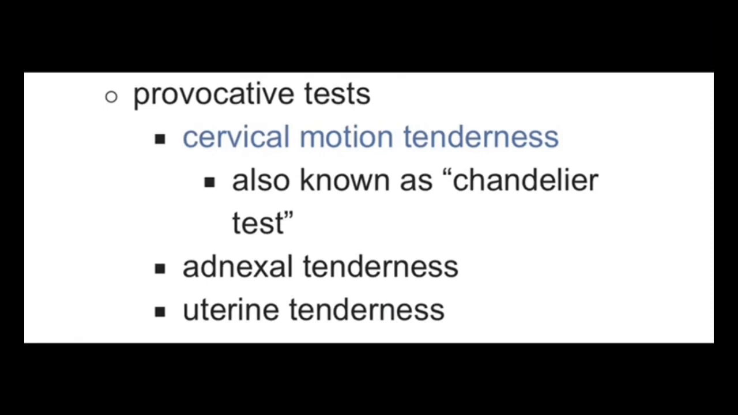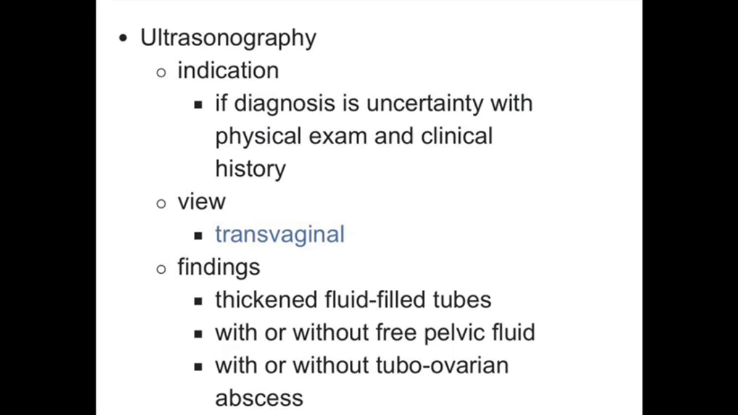Provocative tests include cervical motion tenderness, also known as a chandelier test. Other provocative tests include adnexal tenderness and uterine tenderness. Moving on to imaging, ultrasonography is indicated if a diagnosis is uncertain with physical exam and clinical history. The view will be transvaginal, and findings can include thickened, fluid-filled tubes, with or without free pelvic fluid, and with or without tubo-ovarian abscess.